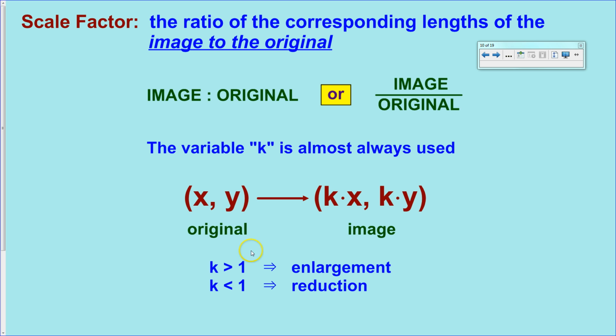But if you chose something larger than 1, like 10, all the lengths in your image would be 10 times larger. Whereas if you chose something between 0 and 1, it would make it much smaller. And I might just have time to talk about what happens when k is negative today.